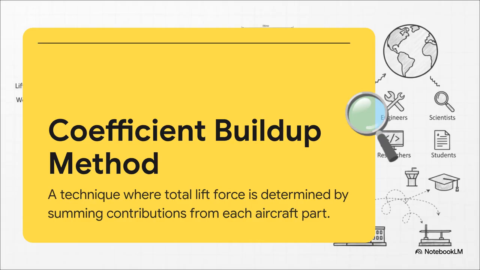To get this right, it uses a really clever technique. It's got a fancy name, the coefficient buildup method. But the idea is actually pretty simple. Instead of trying to calculate the forces on the airplane as one single object, it breaks it down. It calculates the forces on each little piece, the wings, the tail, the rudder, the flaps, and then just adds them all up to get the total picture.